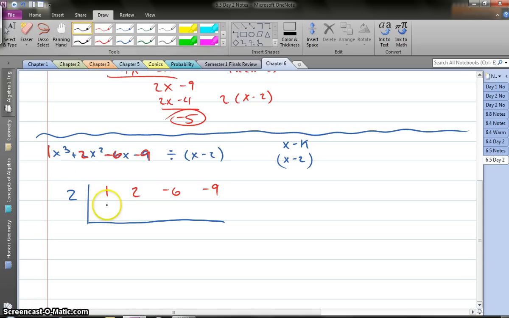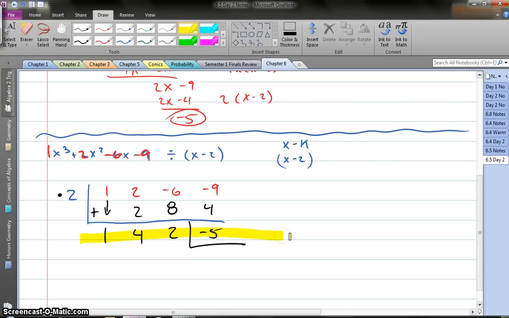All right, now, you're always going to start by bringing down your first term. Okay, now you're going to multiply here and add here. So watch this. 2 times 1 is 2. 2 plus 2 is 4. 4 times 2, or 2 times 4 is 8. Negative 6 plus 8 is 2. 2 times 2 is 4. Negative 9 plus 4 is negative 5. And that last piece is always your remainder.